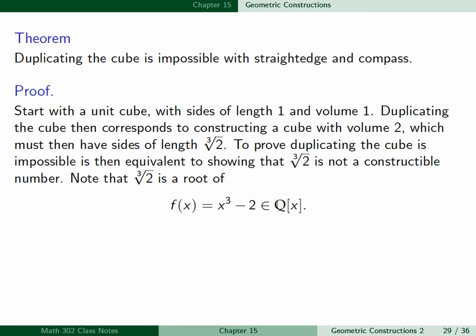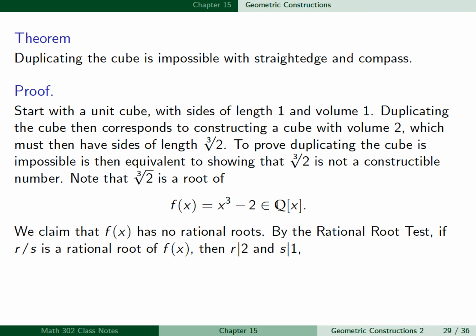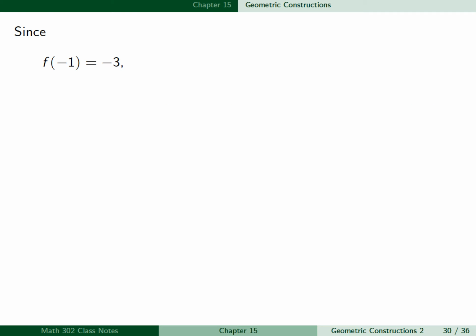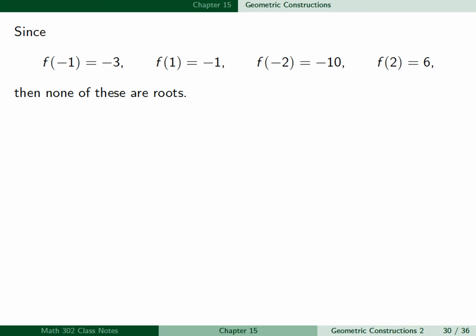Now note that cube root of 2 is a root of f(x) equals x cubed minus 2, which has rational coefficients, so this is in Q[x], and we claim that f(x) has no rational roots. By the rational root test, if r over s is a rational root of f(x), then r must divide the constant term 2, and s must divide the leading coefficient 1. So the possible rational roots are going to be r over s equals plus or minus 1 and plus or minus 2. Now since f(-1) is equal to -3, f(1) is -1, f(-2) is -10, and f(2) is 6, then none of these are roots. So therefore f(x) has no rational roots.